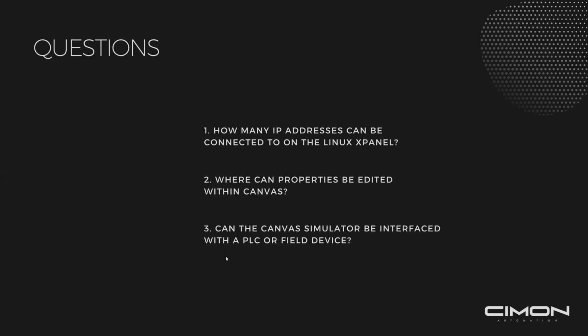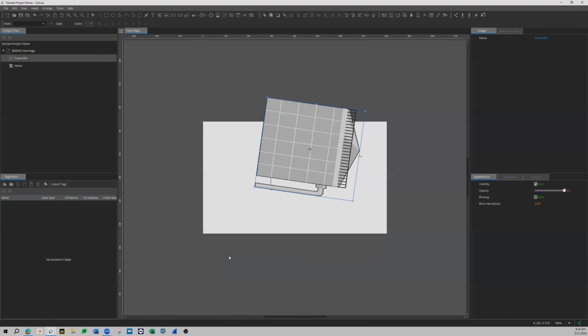Number 3, didn't really cover this, but I will answer it anyway. Can the Canvas simulator be interfaced with a PLC or field device? So what this is alluding to is the simulator in the Canvas software, can it connect to IO devices? Is it actually treating your computer as a real runtime rather than just being an offline simulator? So we're going to call this online simulator. I'm answering the question for you: we can actually interface with PLC or field devices from your computer using the Canvas software. So that'll be called online simulator.